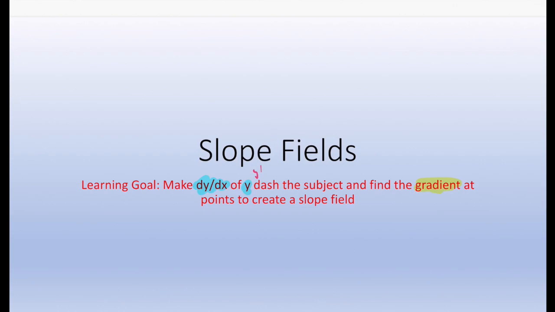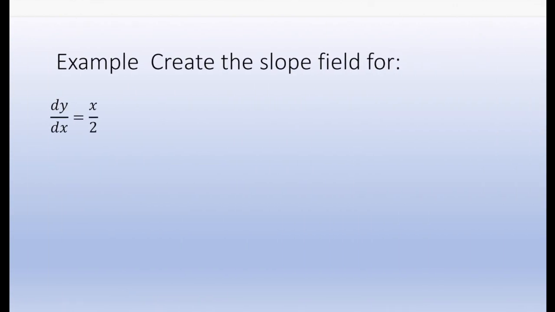So the best way to do it is just do an example. So here we go. Okay. So the first example is create a slope field for this. Okay. So what we need to do is draw a table of values.